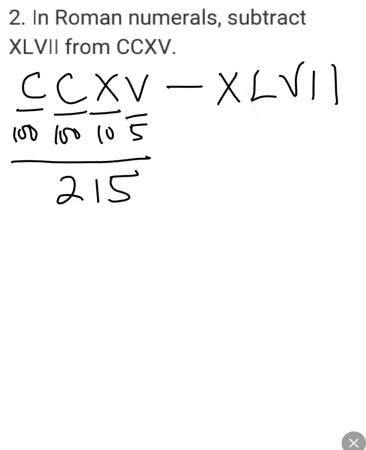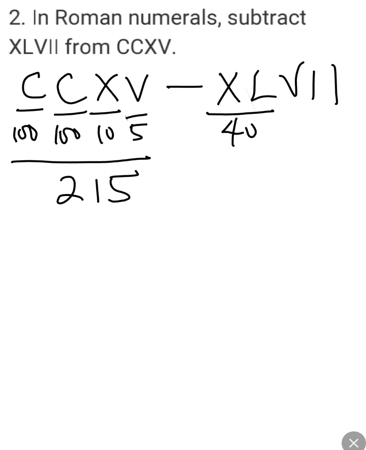Then I'll go to the other one. I'm having X before L and L is bigger. That means the X is not on its own. Instead, it's a debit to the L. So we are going to subtract. So it will be L minus X, which is 50 minus 10. And that will be 40 there.